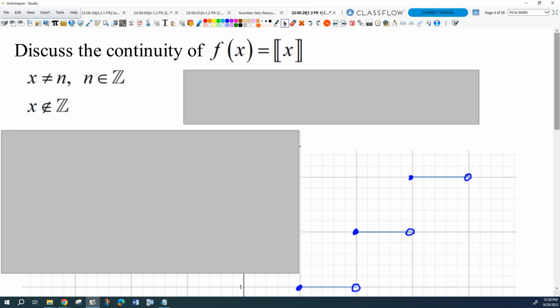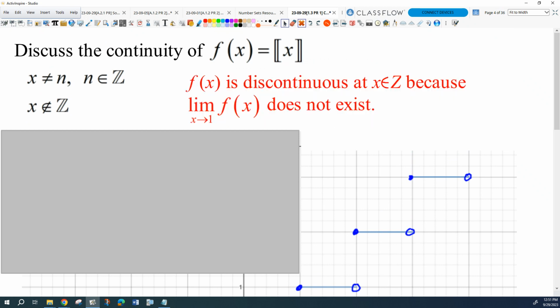There you go. Okay, and the set of integers is typically represented by Z. That's our symbol for the set of integers. So what are we saying here? X cannot equal n, where n is any element of the set of integers. That's how you could even just say x is not an element of the set of integers. Those are the places where it's discontinuous. Those all say the same thing.